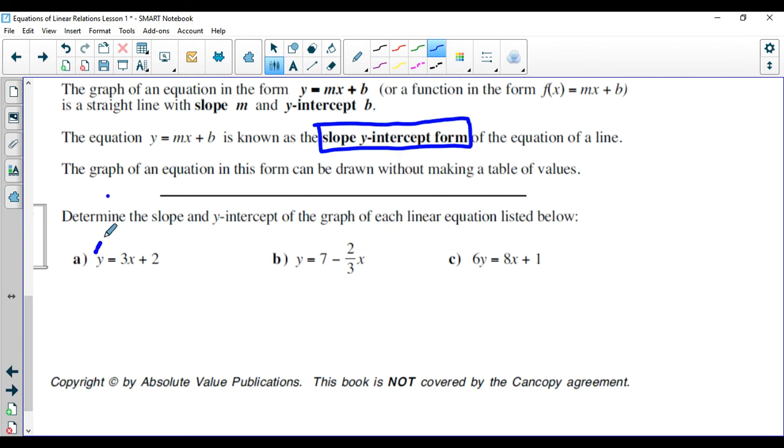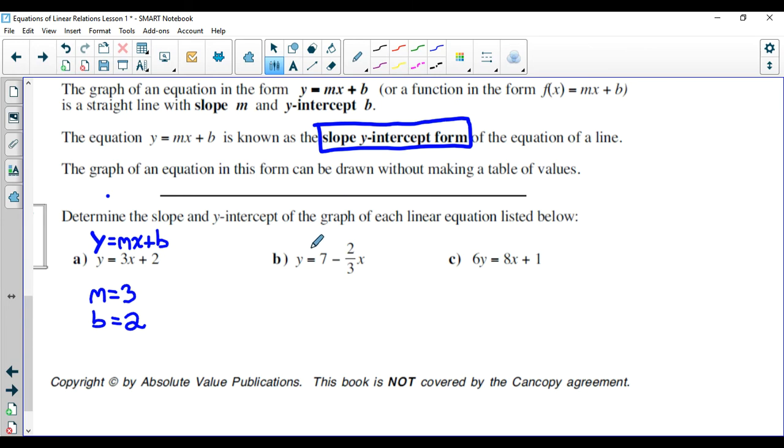Okay, this one right here, no problem. The y value is isolated, so this is in the format y equals mx plus b. Here, the number beside the x variable, that's your slope. So m is equal to 3. And the constant term, that's your y-intercept. So b is equal to 2.